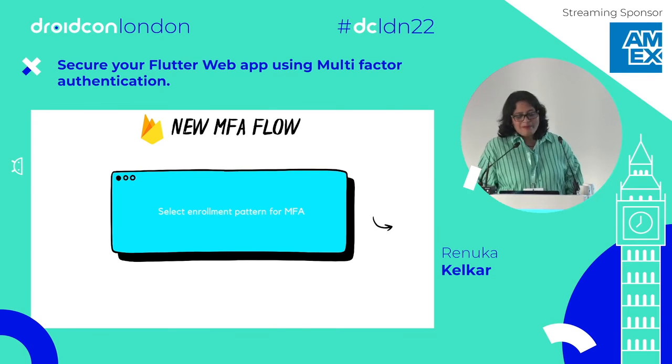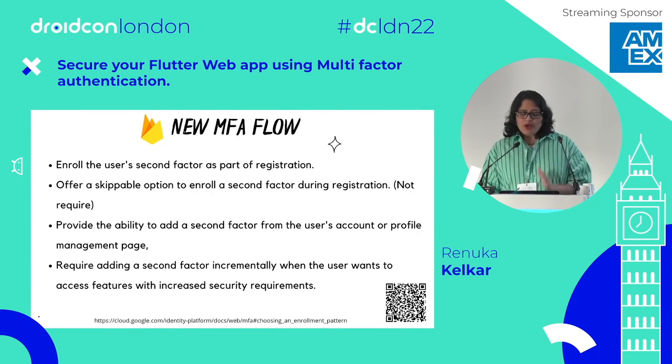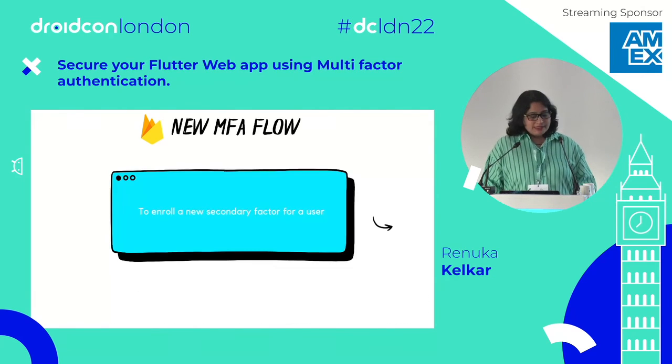Then select the enrollment pattern for the MFA. You have to think about what the requirement of your project is. Do you want MFA for registration, or do you want MFA to be not mandatory, not compulsory, so that anyone who wants to have it can, or you can have some functionality from the account itself to manage this? These are the different patterns they have. You can choose as per your project requirement.